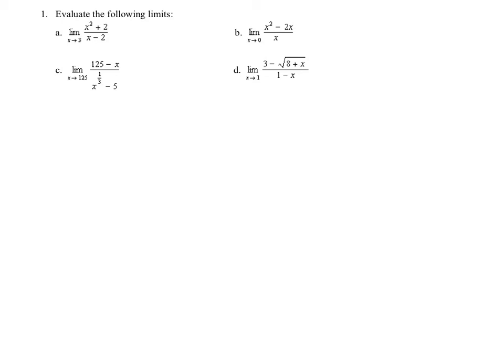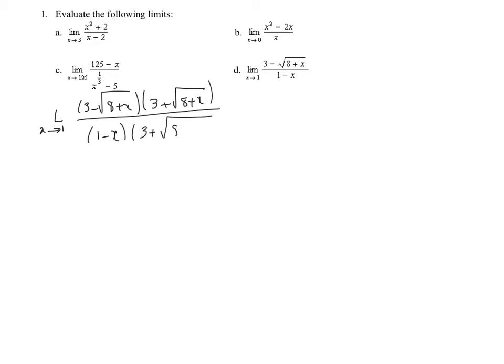So I'm going to multiply the numerator and denominator by the conjugate, 3 plus square root of 8 plus x. So I get the limit when x goes to 1 of (3 minus square root of 8 plus x) times (3 plus square root of 8 plus x) divided by (1 minus x) times (3 plus square root of 8 plus x). Now the numerator is (a minus b) times (a plus b), which is a squared minus b squared, so I can write this as the limit of x to 1. 3 squared is 9 minus square root of 8 plus x squared is 8 plus x, so I get 9 minus 8 minus x over (1 minus x) times (3 plus square root of 8 plus x).